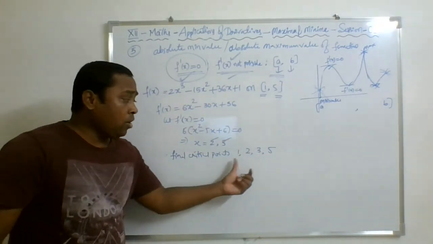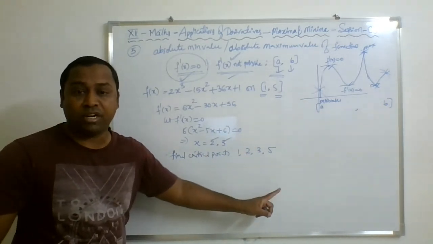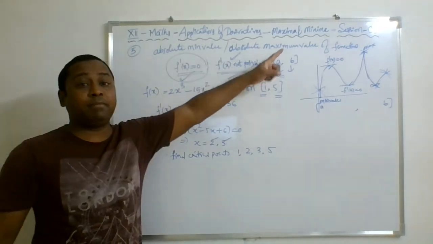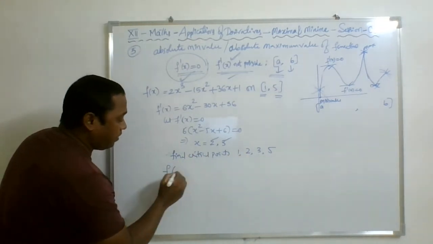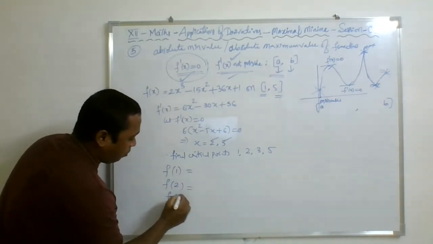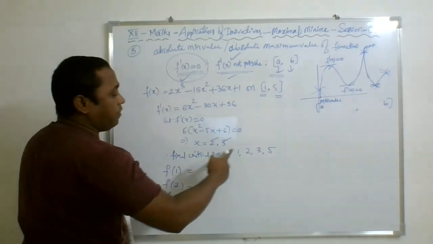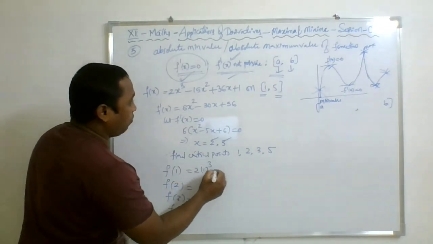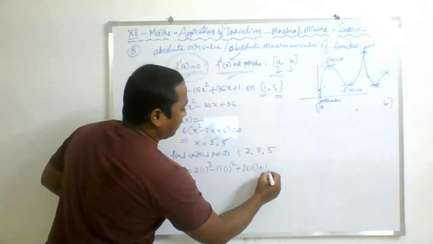But we are not going to test which point is the point of minima and which is the point of maxima, because we only want to find the minimum and maximum value of the function. That's why we'll directly find f of 1, f of 2, f of 3, f of 5. f of 1 means we'll put 1 in the given function, that is 2 into 1 cubed minus 15 into 1 squared plus 36 into 1 plus 1.